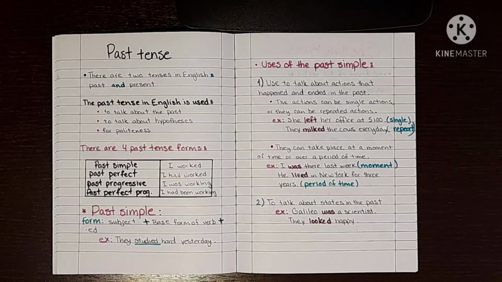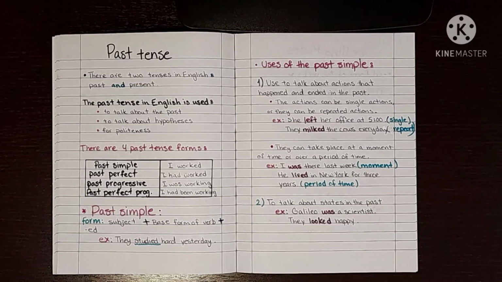Today we're gonna take the past tense, okay? In the previous videos, we talked a lot about present simple and the present progressive, but now we're just gonna go back a little bit to the past. In the English language, there are two tenses, the past and the present. As I said before, today we're going to take the past simple and the uses of the past simple.